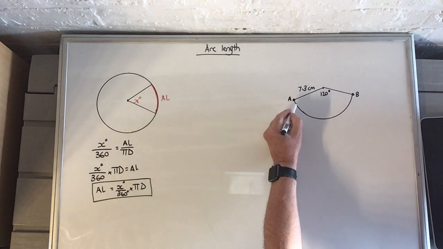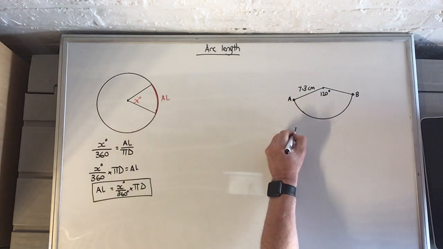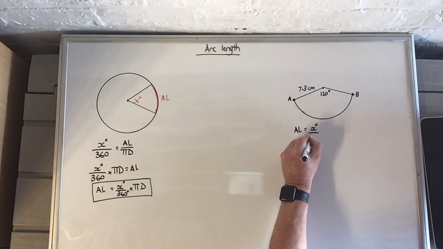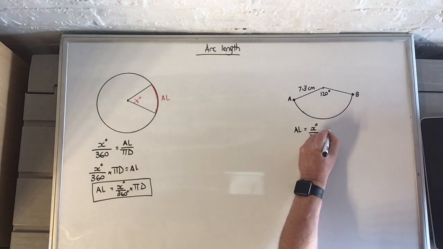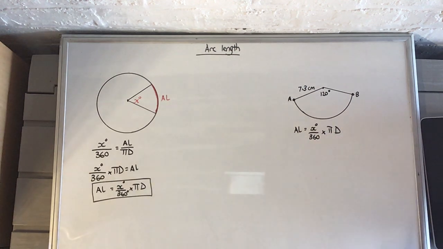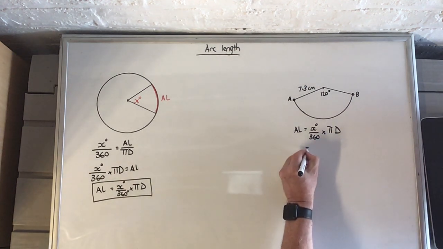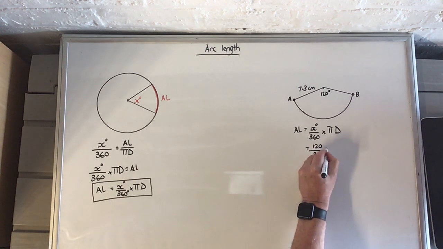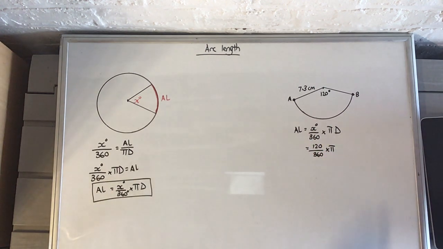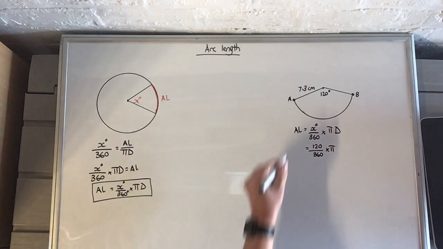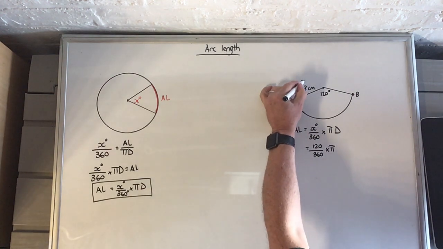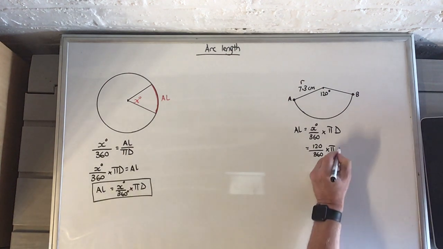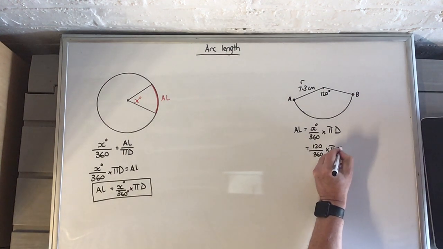So the arc length from here to here, write down the formula. AL is equal to angle at the centre over 360 times pi d. It is as simple as that. And we plug in our numbers. So that's going to be 120 over 360 times pi. Now d, we don't actually know yet. This is the radius, r for radius. So we have to double that. So if we double that, that'll be 14.6.